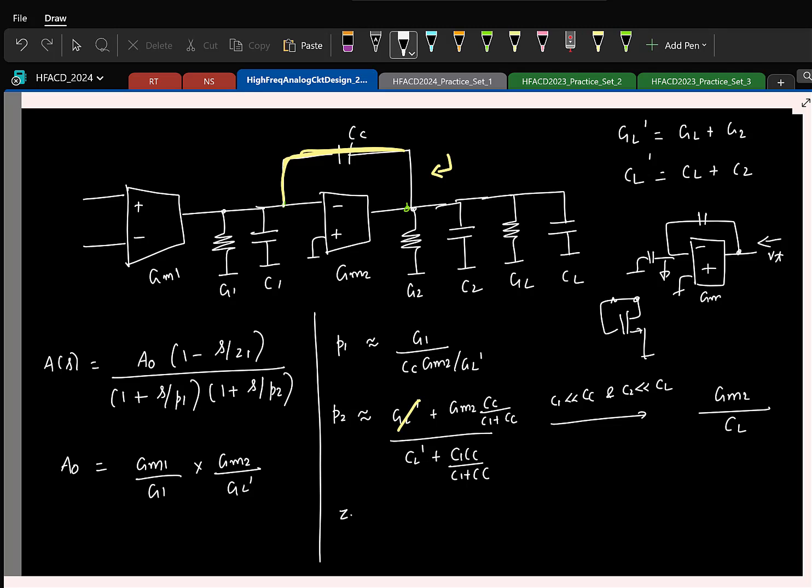Similarly, we had an RHP zero which we computed to be Gm2 by CC. And what was the unity loop gain frequency? How did we compute the unity loop gain frequency?